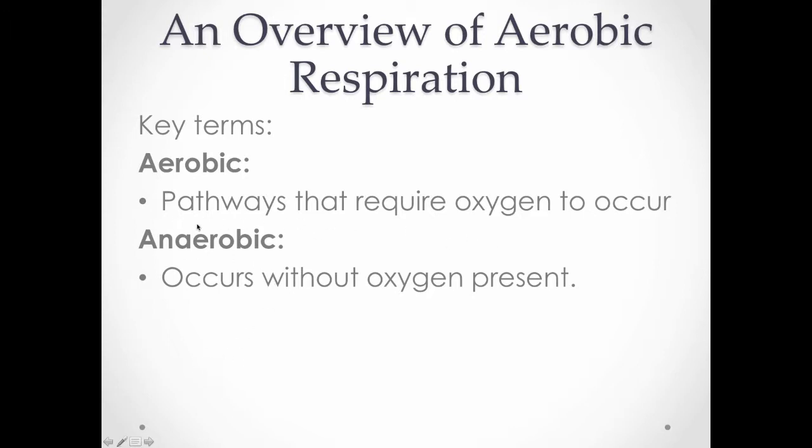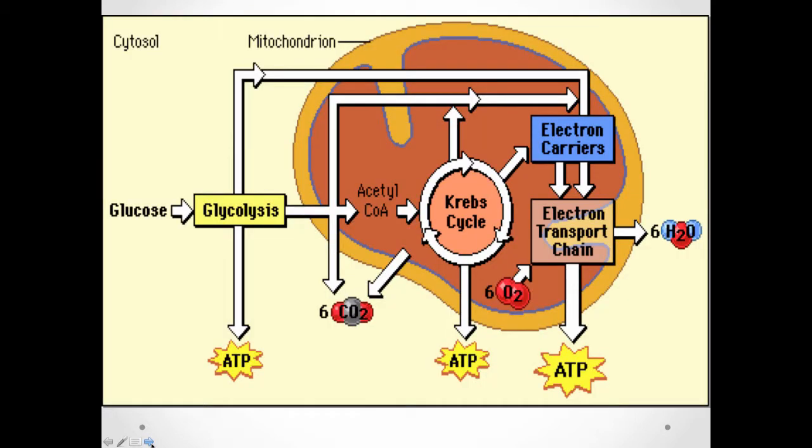So aerobic pathways require oxygen to occur, and anaerobic occurs without oxygen present. The prefix "an" means none or no or without. So aerobic is oxygen requiring, and anaerobic is oxygen independent, or in some cases it can happen without oxygen. In other cases, it just flat out won't happen at all if oxygen's present.